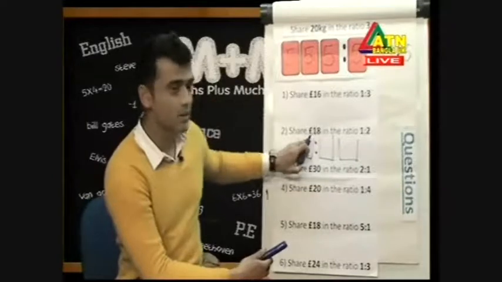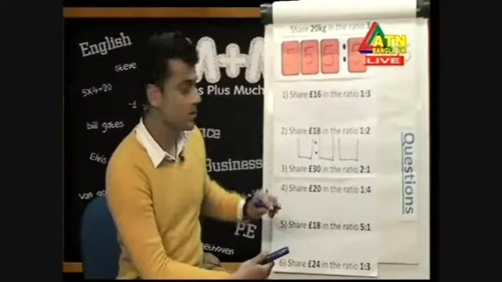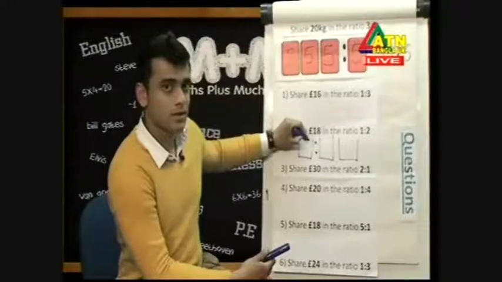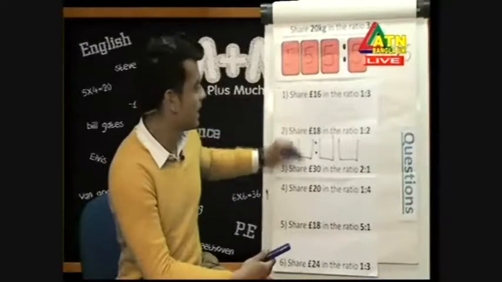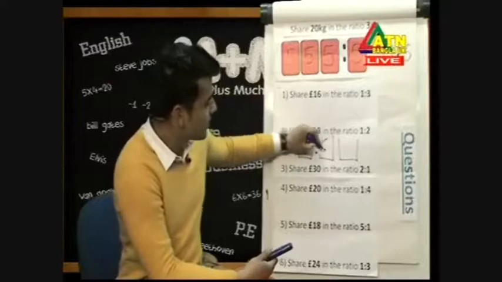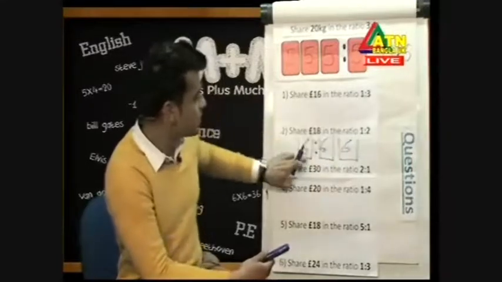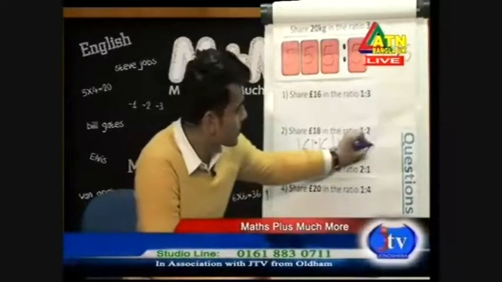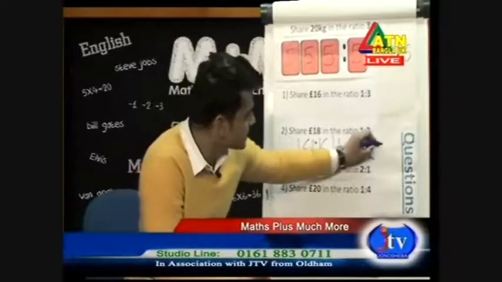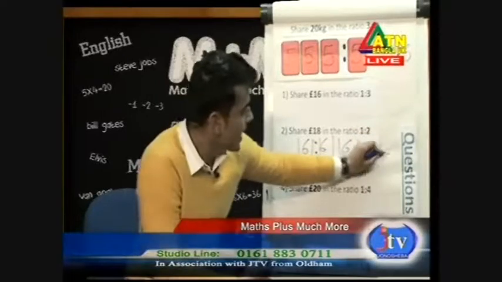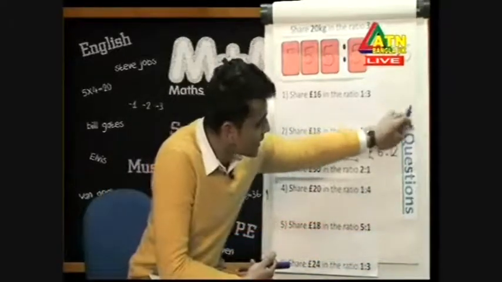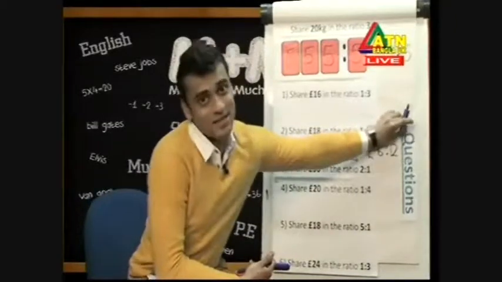What's 18 divided by 3, Umair? 18 divided by 3 is 6. There we go. So for this one you've got £6. Let's use a different colour pen. So £6 there, and for this one you've got 6 twos, which is 12. Yes, you are right, excellent. So that's correct, Umair. It is 6 and 12.